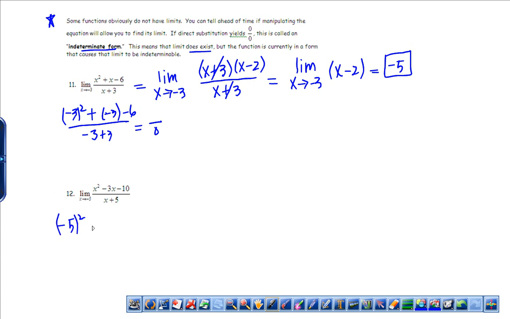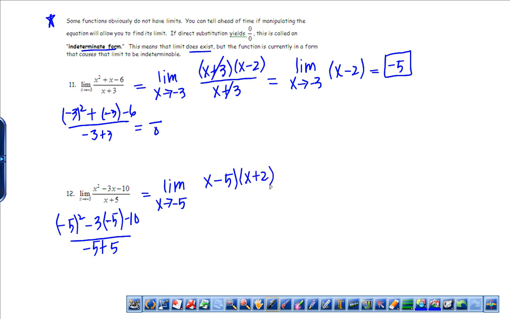Okay, this bottom one, the limit as x approaches negative 5. I'm squaring that. Minus 3 times negative 5 minus 10. And negative 5. Oh, I'm getting a 0 on the bottom again. Okay, so this factors again. Remember, this is discontinuous. So let's see. x minus 5 and x plus 2. Okay, so I don't have a hole on this one. I just ended up with a 0 on the bottom.